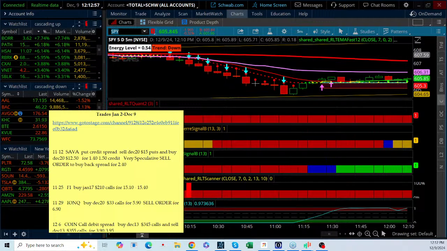Joe says you can change the multiplier to 2 and it'll work on more time frames. Okay, that's on this Compass system.